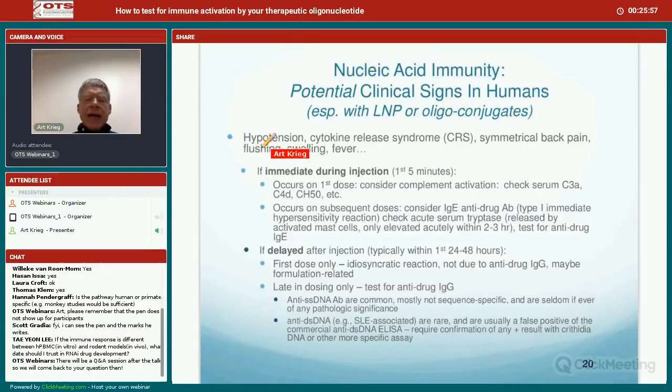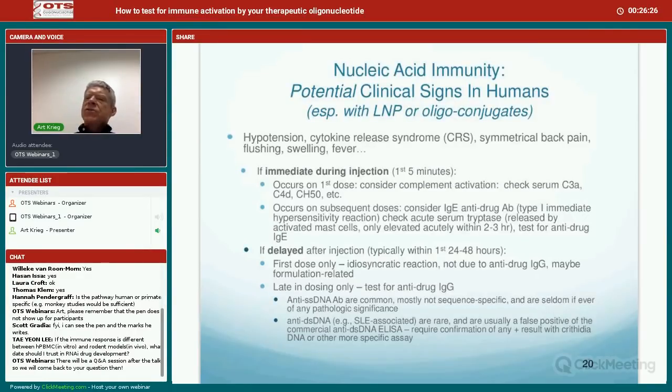But what you can get are more severe manifestations than just the flu-like symptoms and injection site reactions. And that's hypotension, cytokine release syndrome. Back pain is also a common sign of this. People don't often realize that. You can get flushing, swelling, fever, and these actually can occur immediately during injection. While the needle is still in the patient, you can have these symptoms come on. They can be that rapid.